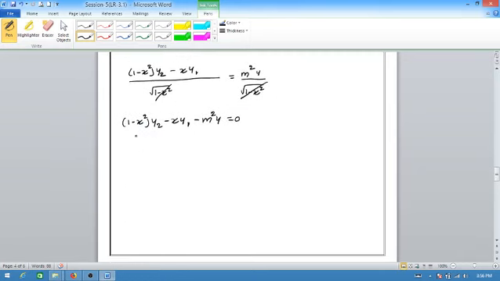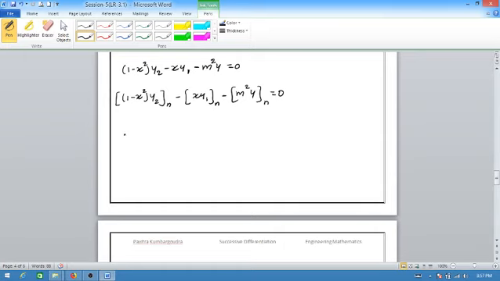So now apply the Leibnitz rule, find the nth derivative. First write the nth derivative. So that is 1 minus x square into y2, the nth derivative, minus x into y1, the nth derivative, minus m square y, the nth derivative, is equal to 0. So here you need to apply the Leibniz rule. So the first term, 1 minus x square as it is, nth derivative of y2.